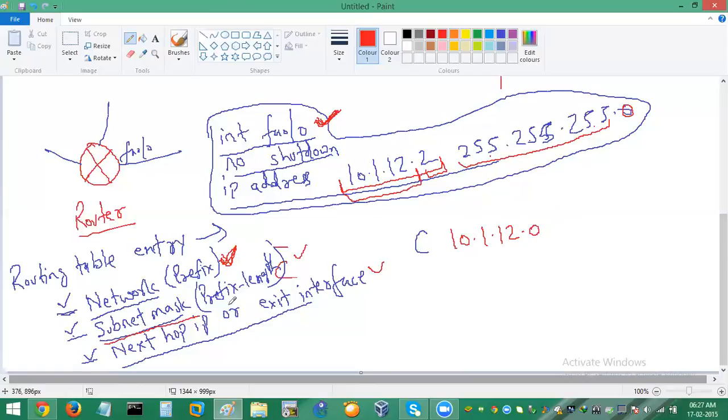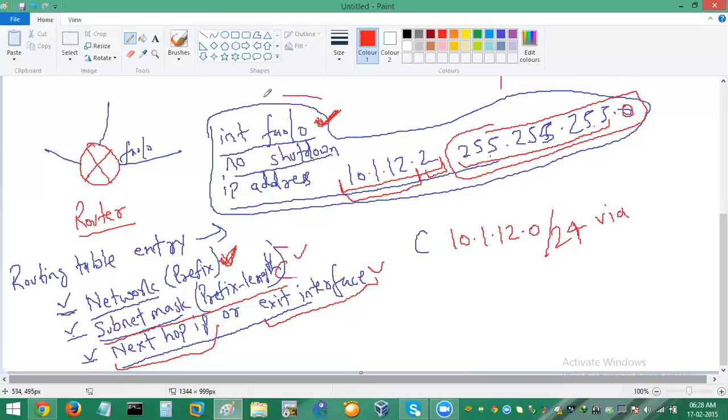Now we need subnet mask information, which will be taken the way you put your subnet mask for the IP address. When we were assigning the IP address to this interface, we put a /24 subnet mask. That's what the router is going to take and install in the routing table: /24. Now we need the next hop IP or the exit interface. The exit interface will be the interface on which I assigned that IP address, FastEthernet 0/0. That's going to be the exit interface.